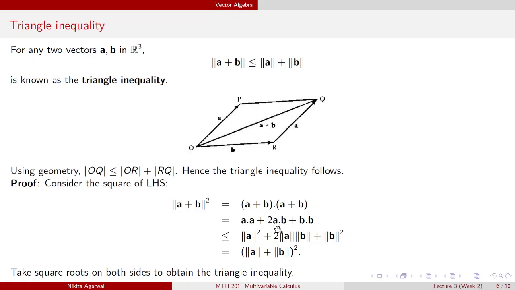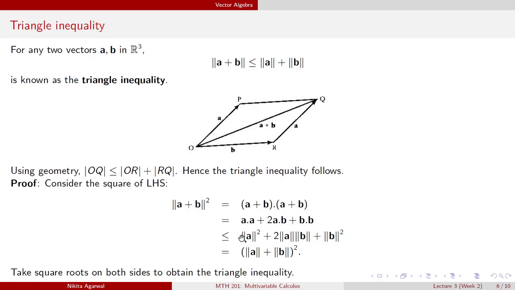Right? Now, using the Cauchy-Schwarz inequality in the second term, you get A dot B is less than or equal to norm A norm B. So this is where you have used the Cauchy-Schwarz inequality. And the first term, A dot A is equal to norm A square. You have not used any inequality. It's actually equality. Similarly, B dot B is norm B square.